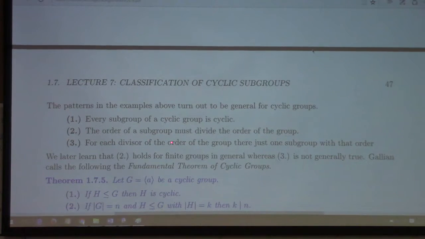For each divisor of the order of the group, there is just one subgroup with that order. This one is special to cyclic groups. That's not true for non-cyclic groups. We've in fact already seen that in some examples. I think U20 is an example. There you have more than one cyclic subgroup of order 2, right?